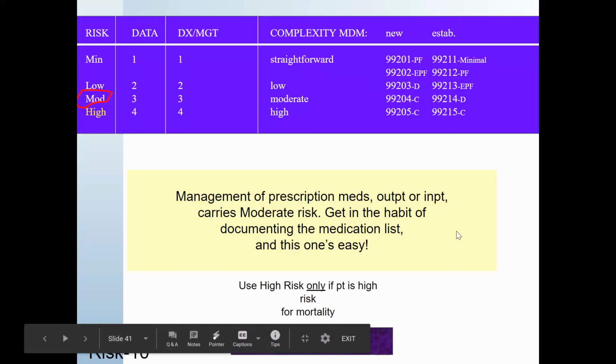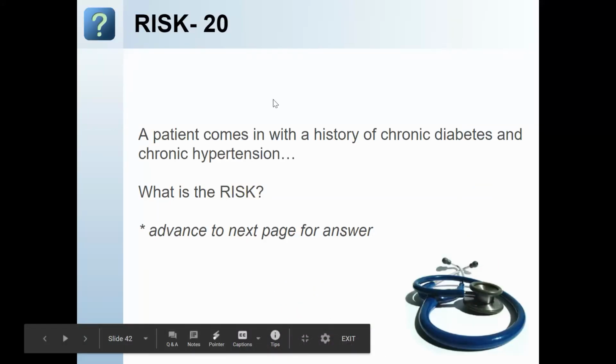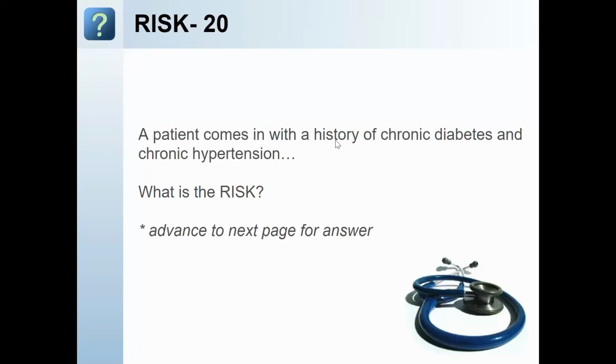So we'll go on. Risk for 20. A patient comes in with a history of chronic diabetes and chronic hypertension. What is the level of risk?